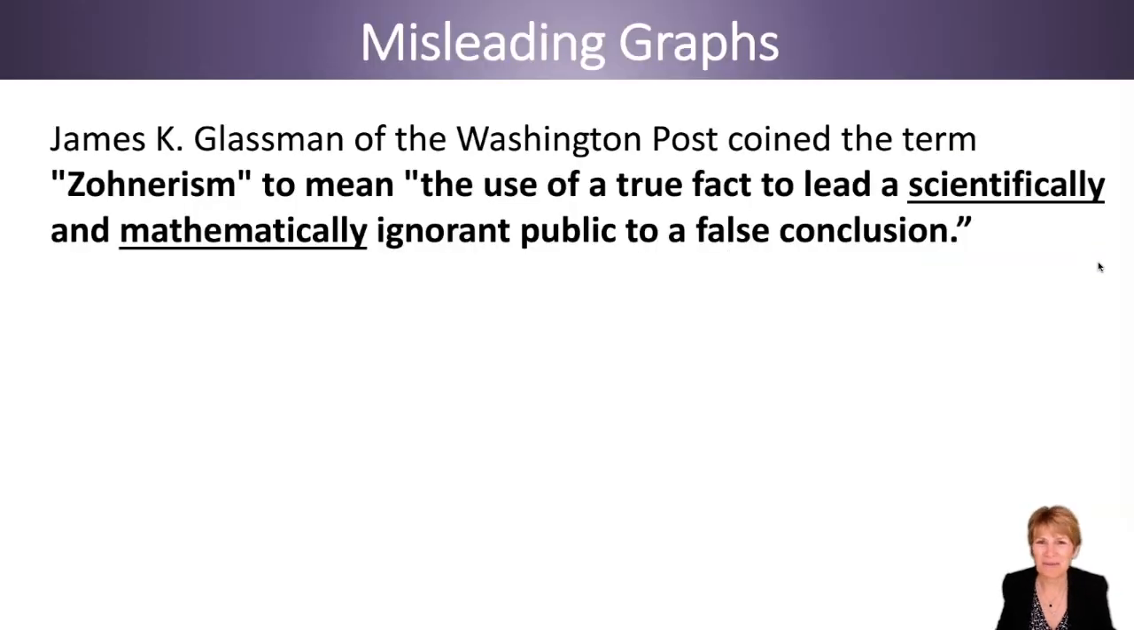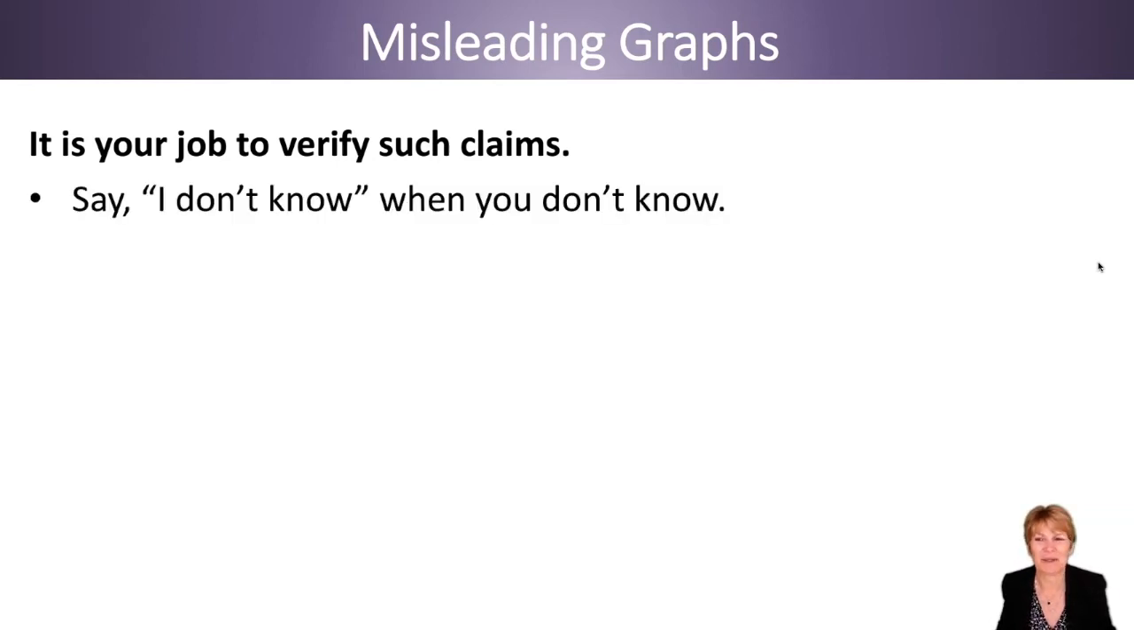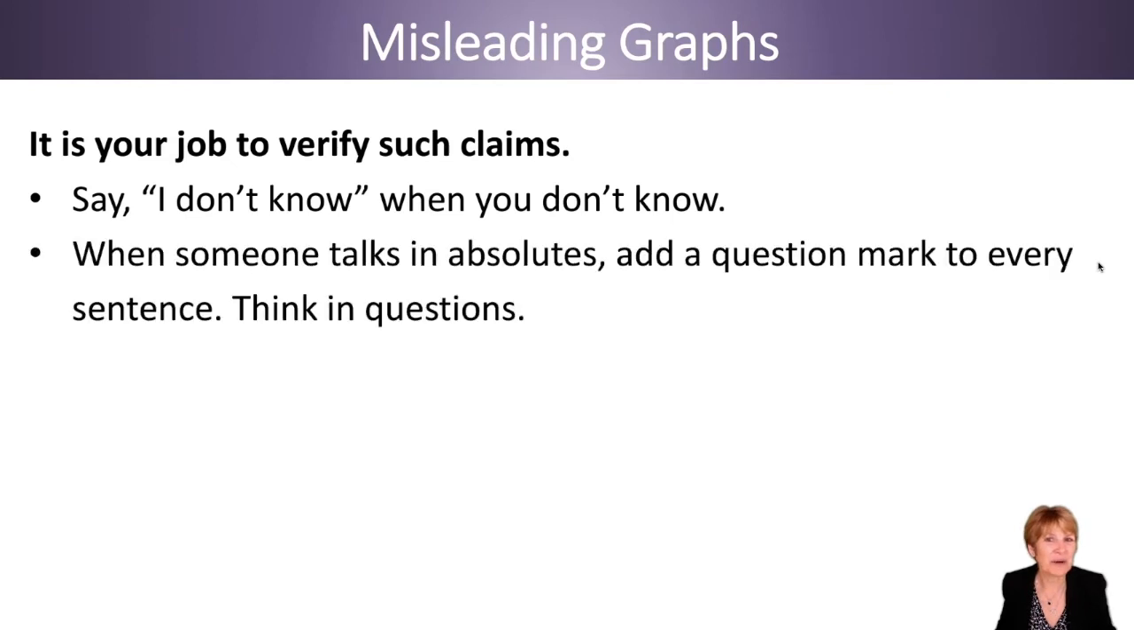James Glassman of the Washington Post reported on the science experiment and coined the term zonerism to mean the use of a true fact to lead a scientifically and mathematically ignorant public to a false conclusion. Now, we don't want any of you to be part of that group. So it's your job to verify any such claims. When people are presenting information, verify it. Don't be gullible. Say, I don't know, when you don't know.